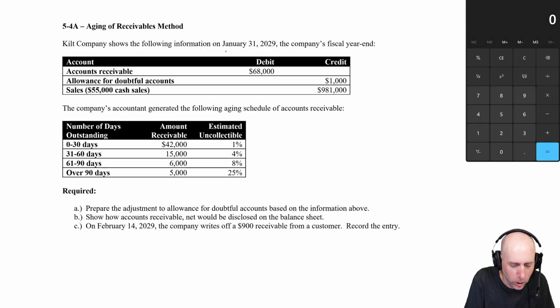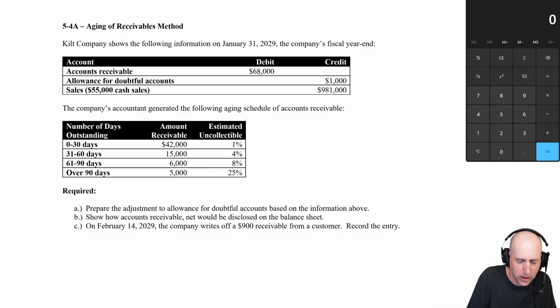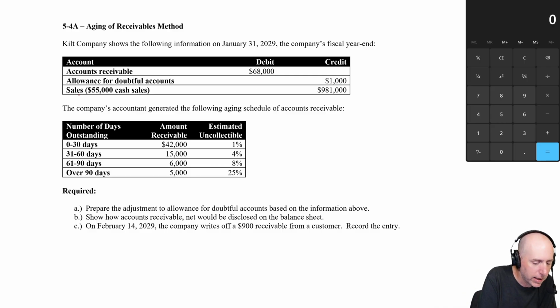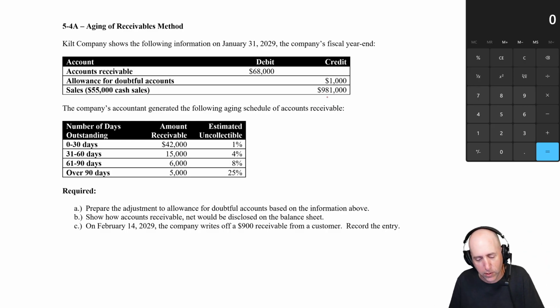Kilt Company shows the following information on January 31st, 2029, the company's fiscal year end. They've got accounts receivable of 68, allowance for doubtful accounts with a credit balance, and sales of 55,000 of which are cash sales, 981 of credit sales.